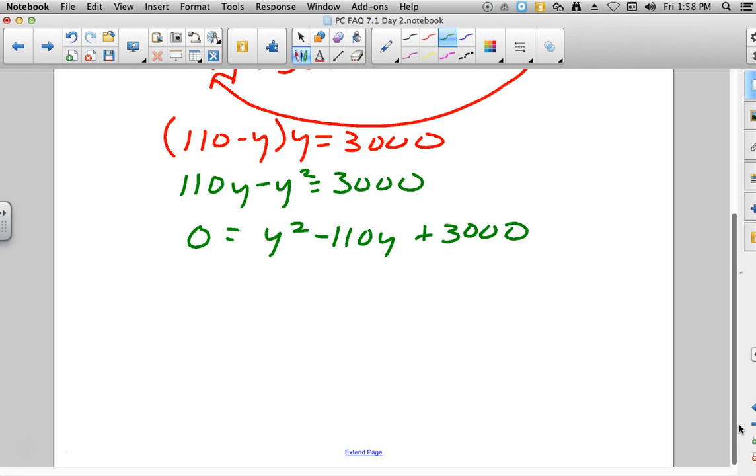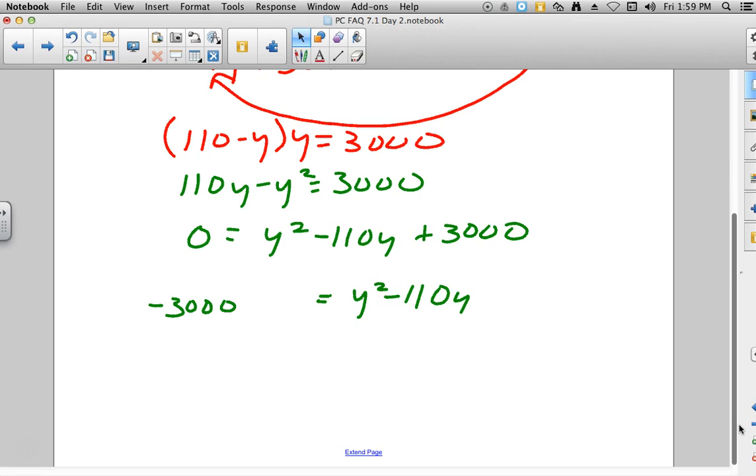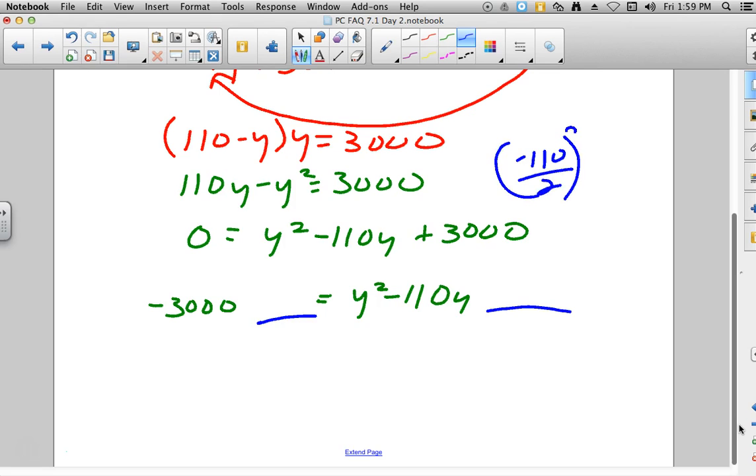And we could certainly take a little time, check the discriminant, but we're going to find out there that 3,000 is not going to work for us. This is not a perfect square trinomial. So we would subtract 3,000 from both sides and complete the square. We need negative 110 divided by 2 squared, which is going to be negative 55 squared. And that is 3,025.